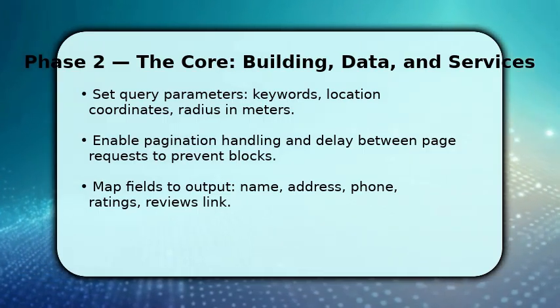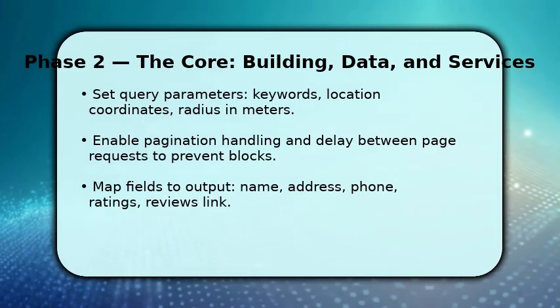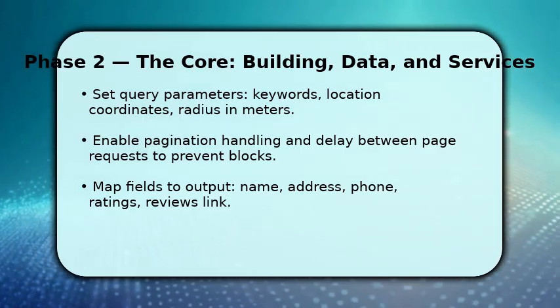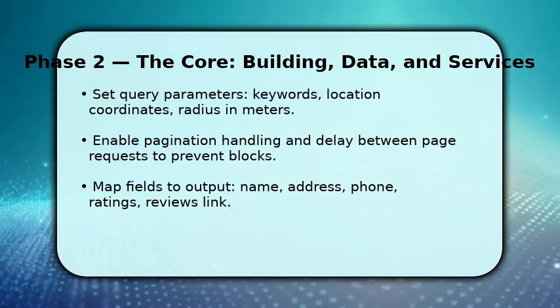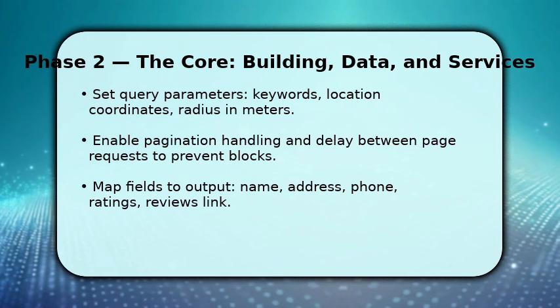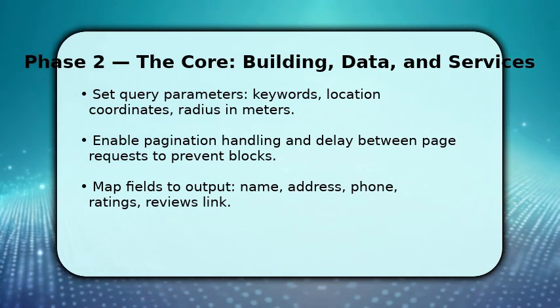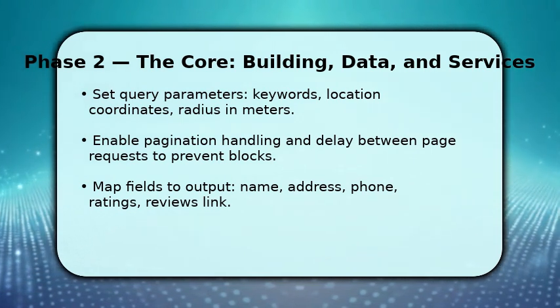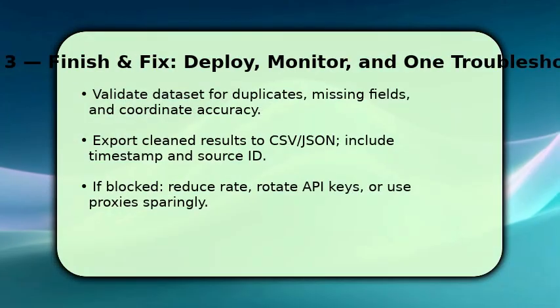As data streams in, map each field to your schema, for example name, address, phone, rating, and review link, and validate a few rows. If parsing rules mismatch, adjust selectors or rejects, then rerun the small test to confirm correct extraction. You finish by validating and cleaning the dataset.